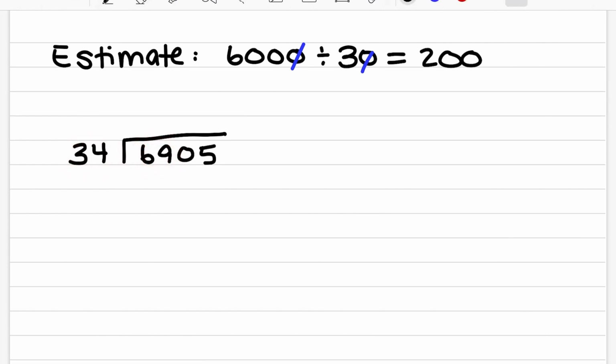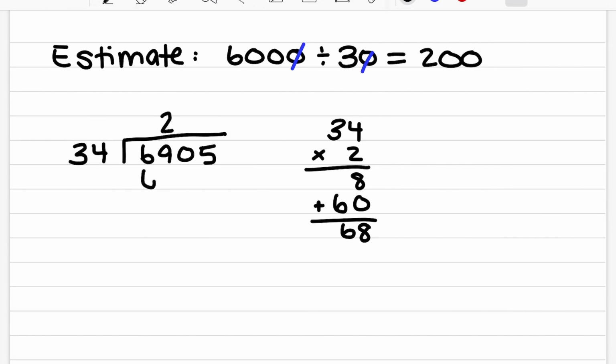Again, we can use estimation. We know that 30 goes into 60 twice, so we can do 34 times 2 on the side to see if that would be a good option. We have 2 times 4 is 8, 2 times 30 is 60, so 2 times 34 is 68, and that is smaller than 69. So we write 2 times 34 is 68. Now the next step is subtraction. 69 subtract 68 is 1, and bring down our 0 for the next step.